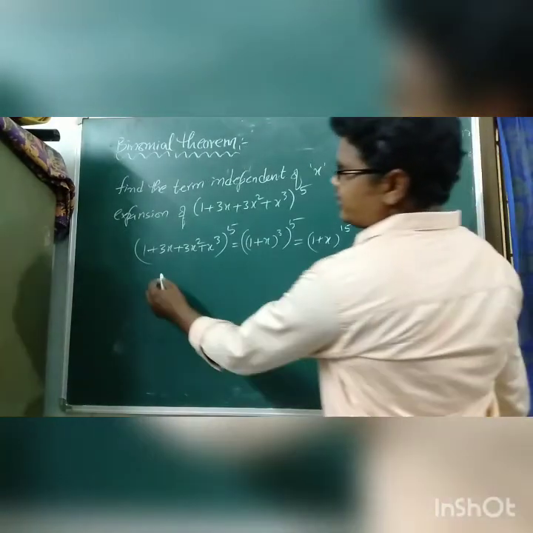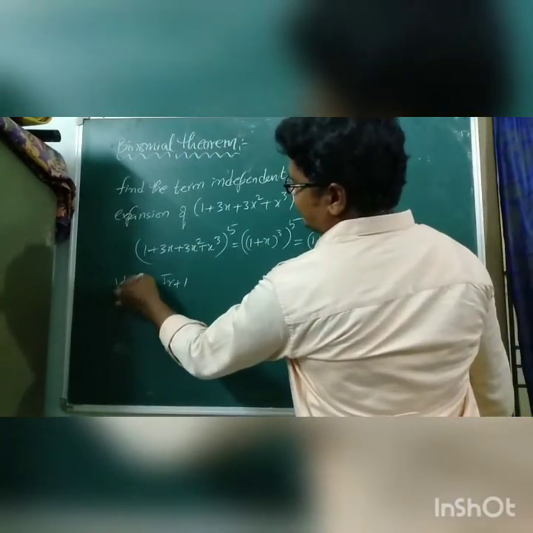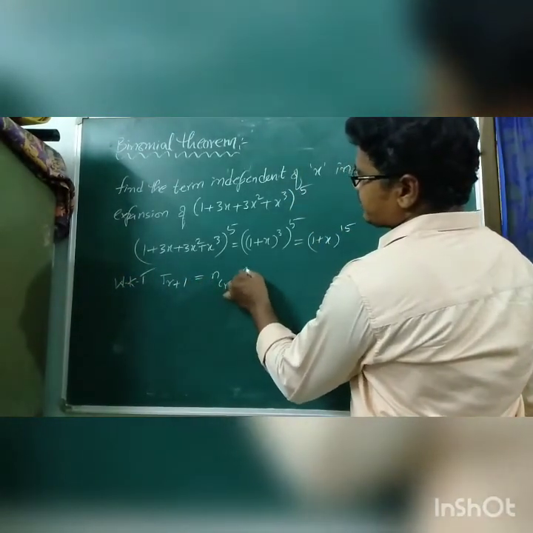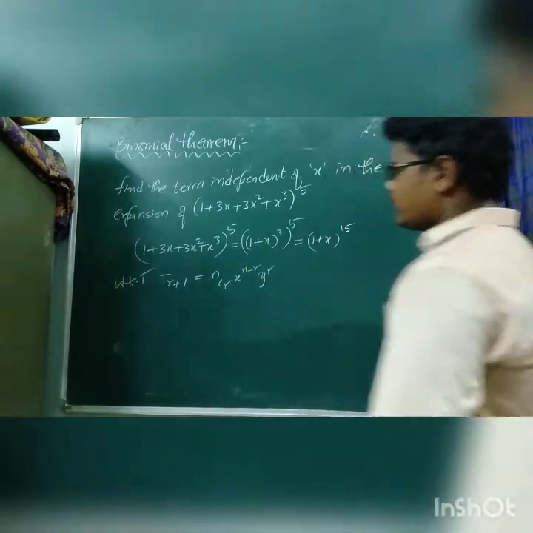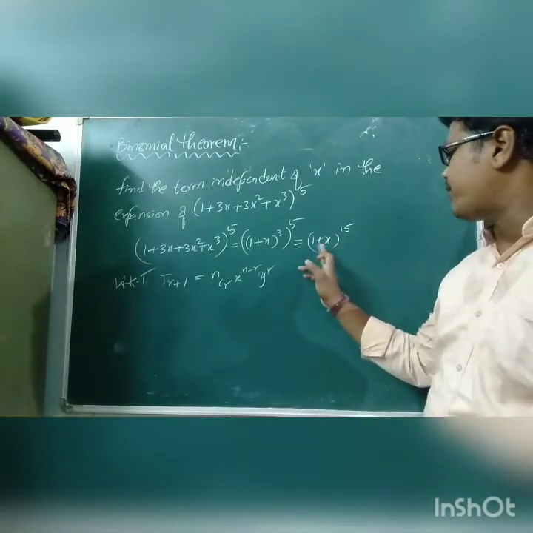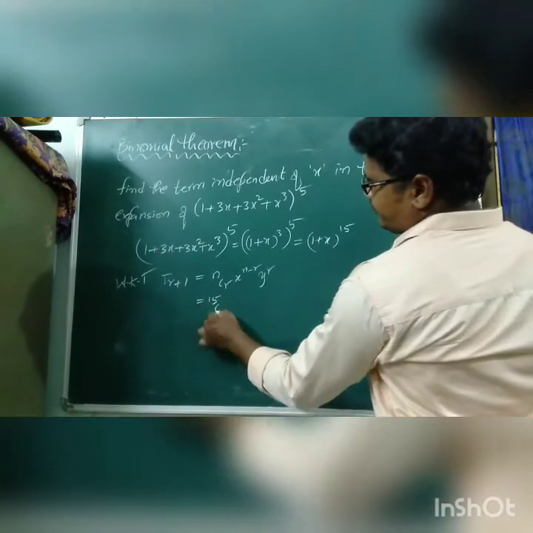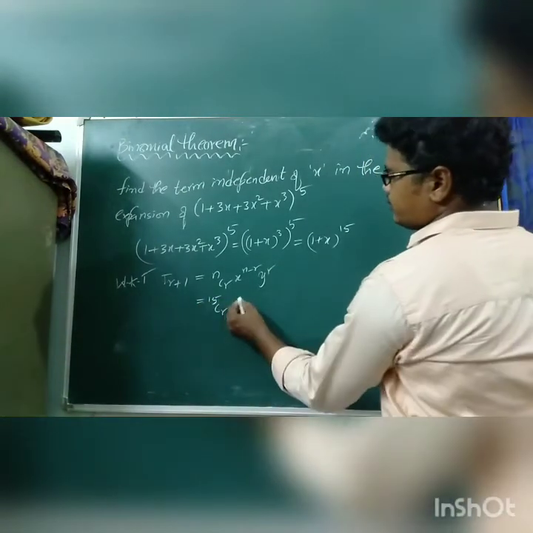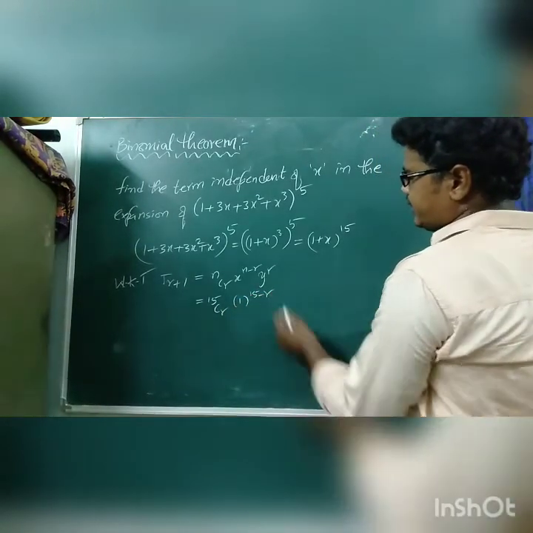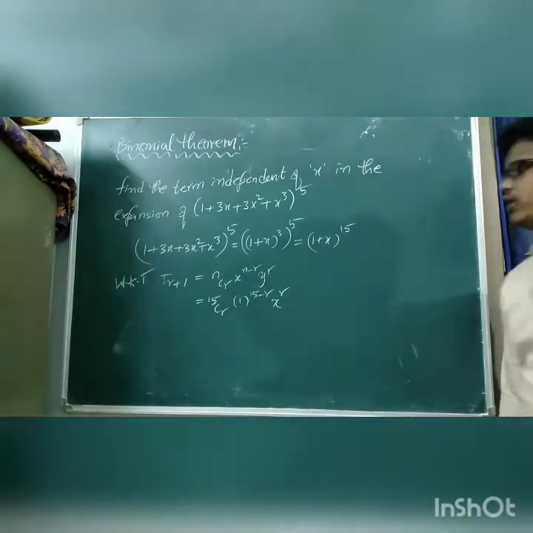Okay, firstly we know the general term. We know that T(r+1) is equal to the formula nCr x^(n-r) y^r. In place of x we have the value 1, in place of y we have the value x. Now we will substitute here 15Cr into, in place of x we have 1^(15-r) into x^r.